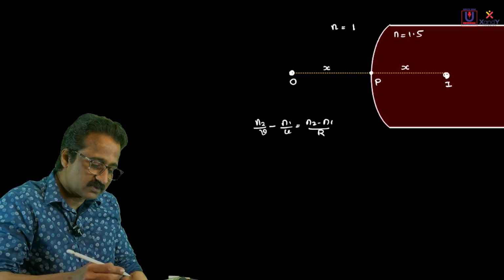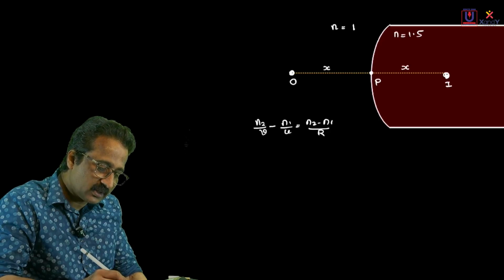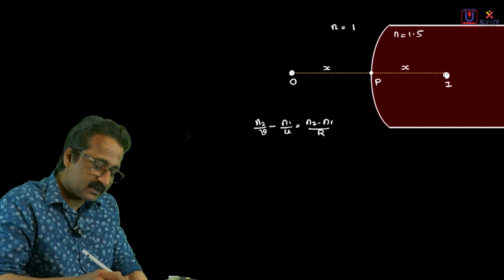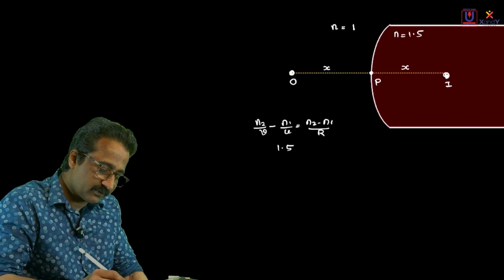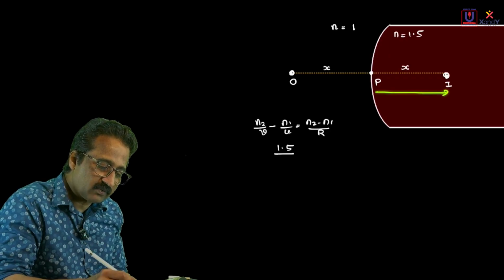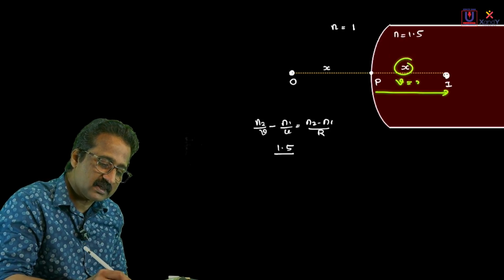So let's put values now. N2 is 1.5. This is the N2 because it is second medium. That N2 is given to be 1.5 divided by V, where V is the distance to image. And we have supposed that that distance V is equal to X.